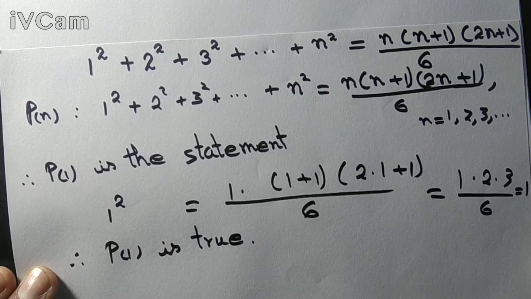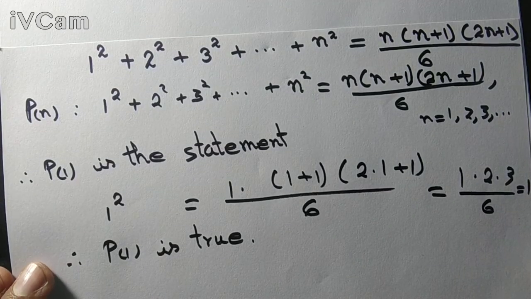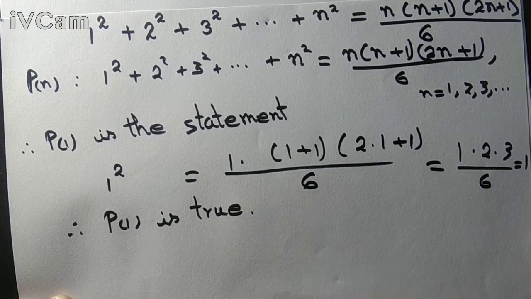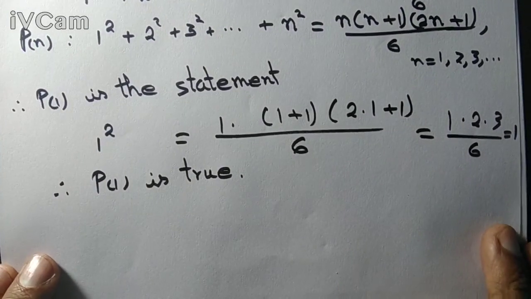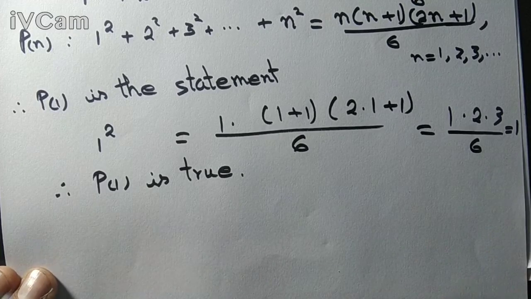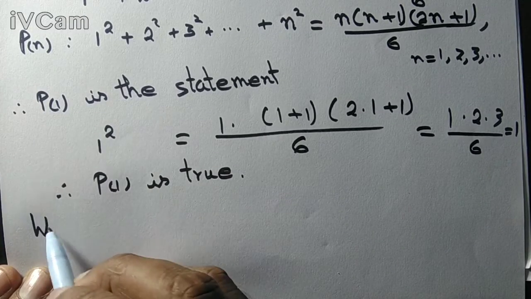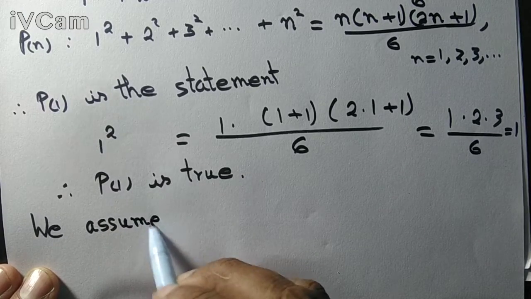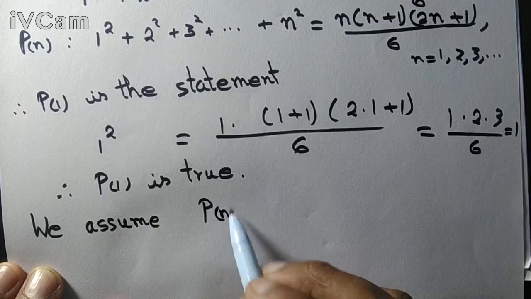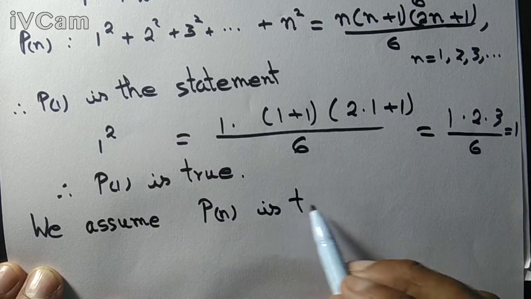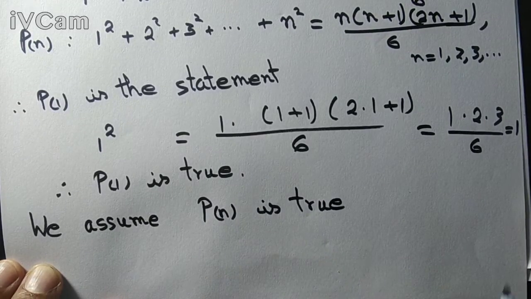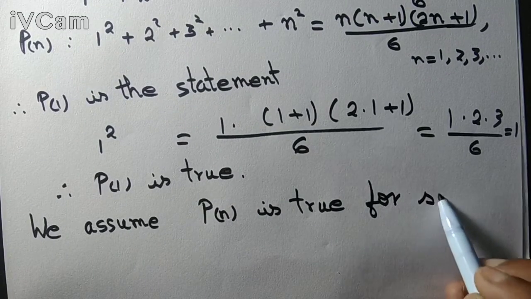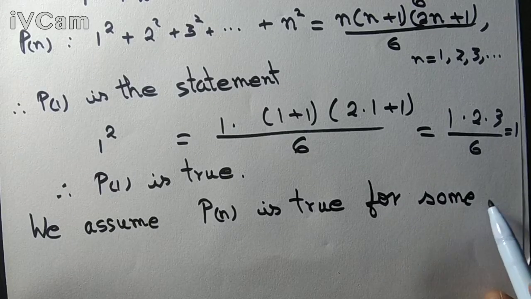So our induction step can begin, but induction is something like a cycle. Principle of mathematical induction is a kind of cycle kind of design. So we assume Pn is true for some n equal to k.